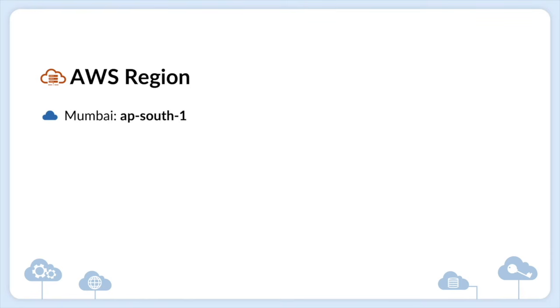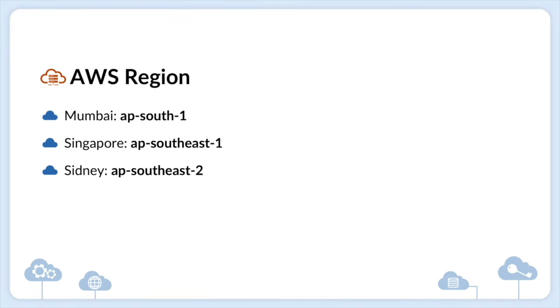Mumbai, AP South 1. Mumbai is a physical location, right? So they call it the Mumbai region and it has the code AP South 1. Same goes for Singapore and other locations. Singapore, AP South East 1, Sydney, AP South East 2, Cape Town, AF South 1.